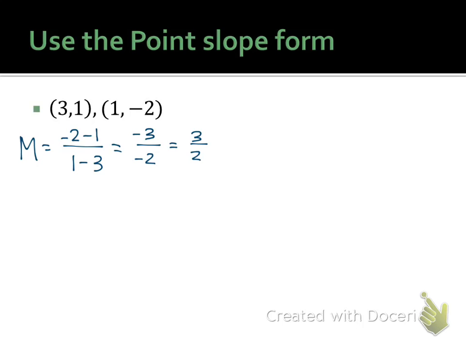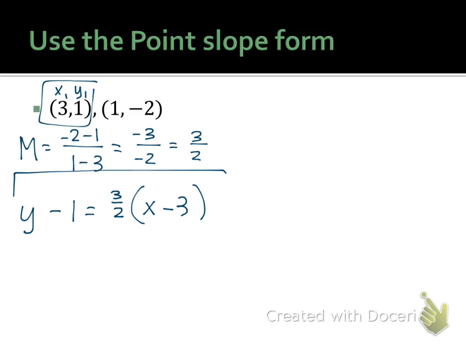Now, JT, which one of these ordered pairs am I going to use for my formula? Am I going to use the first ordered pair or the second ordered pair? The first ordered pair. So this is x1, y1. Now, I have not written the formula on this slide. So you can either look at your notes or you should be memorizing it. So Kim, what would I plug in where? Y minus 1 equals 3 over 2 times x minus 3. Perfect. Very good. That's all we're going to do. That's how you do point slope form.